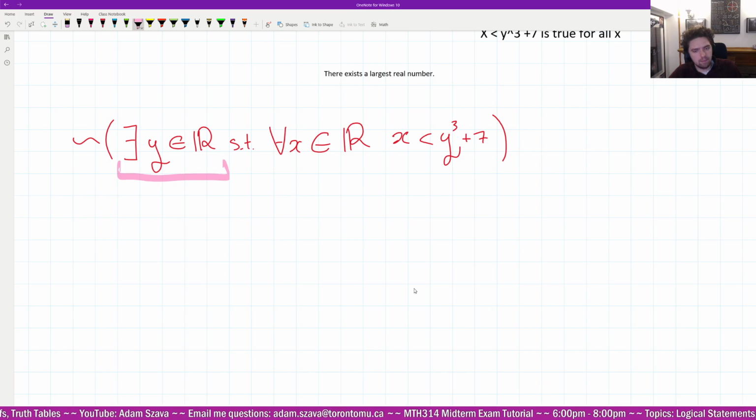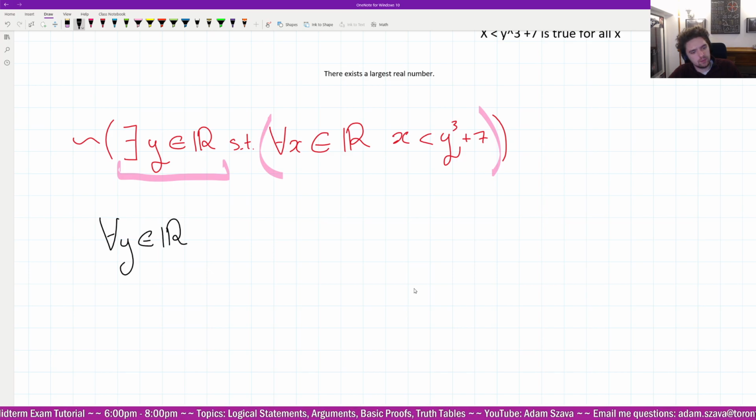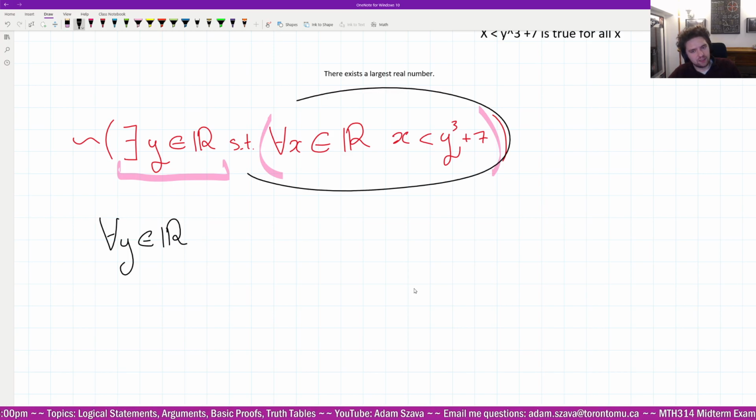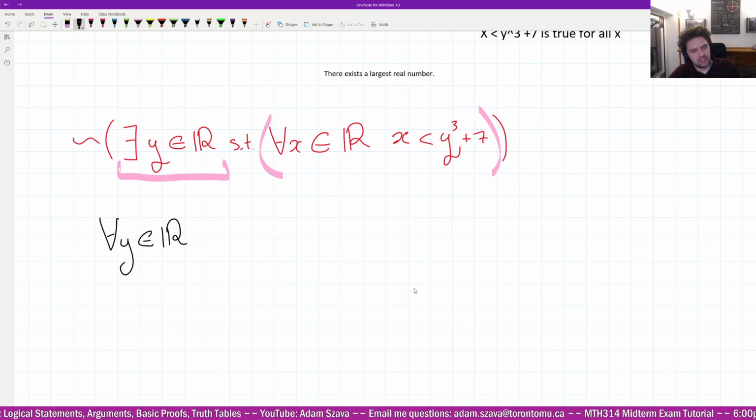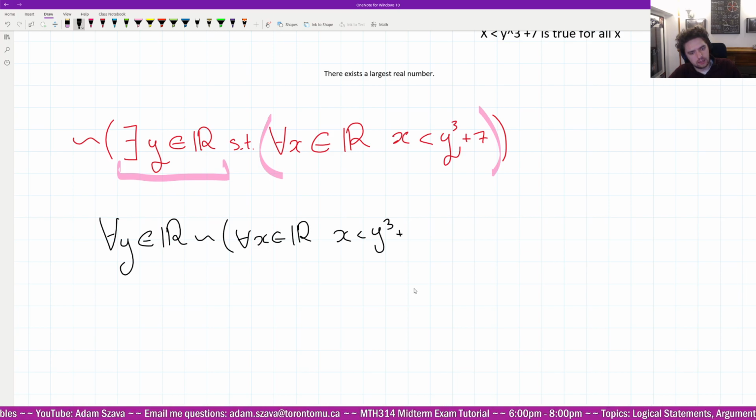That little unit. And then what you want to do is, first of all, existence flips to for all, right? There exists switches to for all, and then you negate the predicate here. So it's going to be for all y, which are real numbers, for all y in the real numbers, this is false. So not, there for all x, x is less than y cubed plus 7. Right? We're making our way.